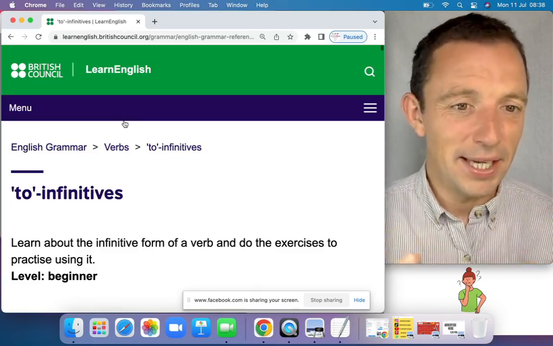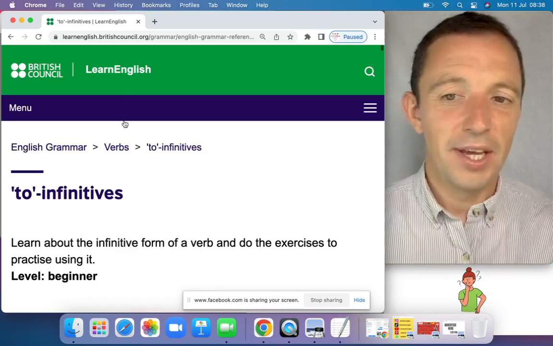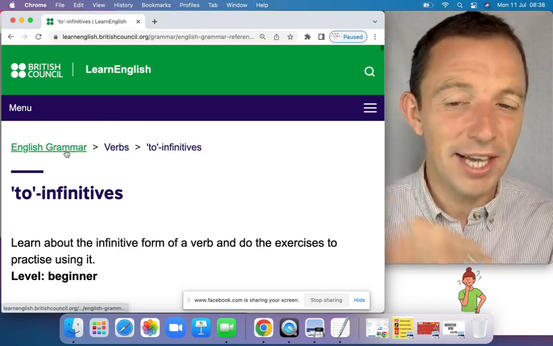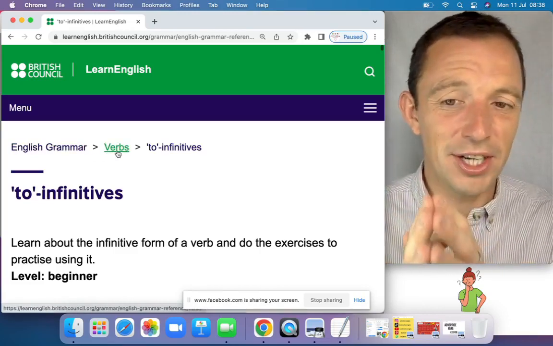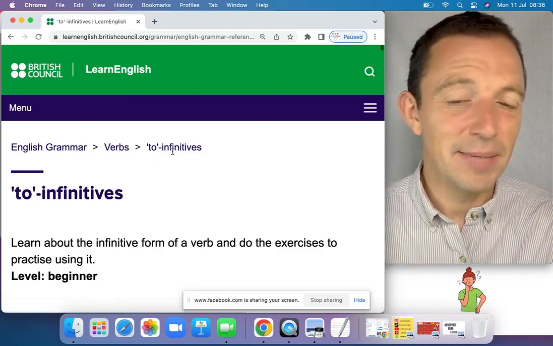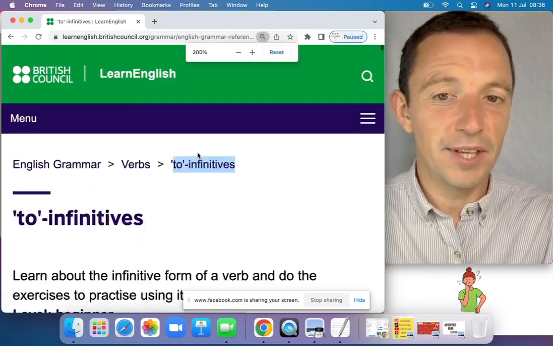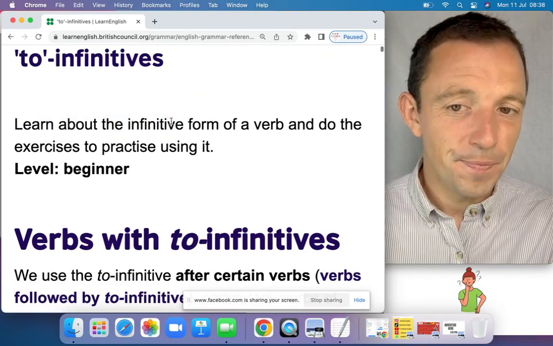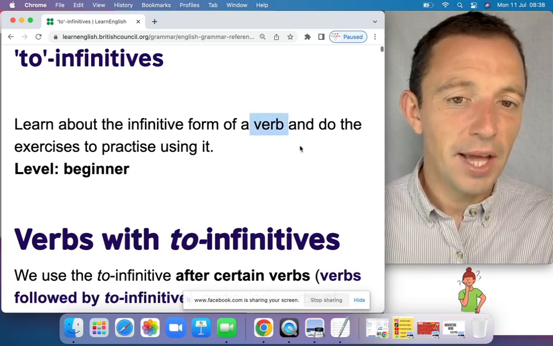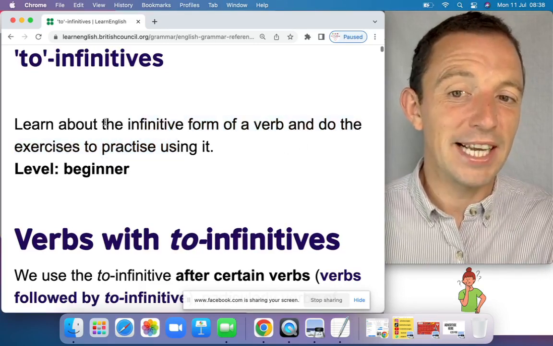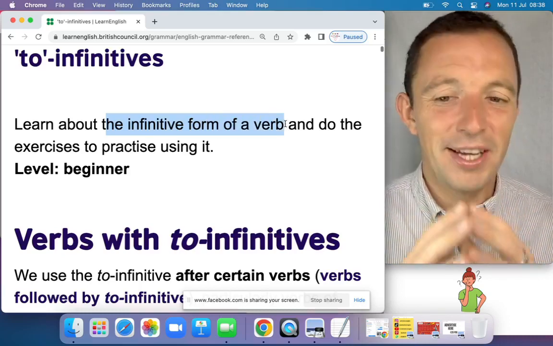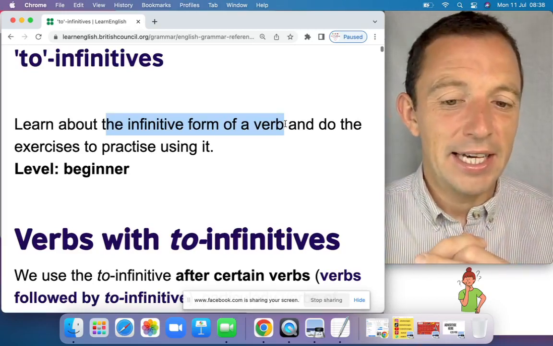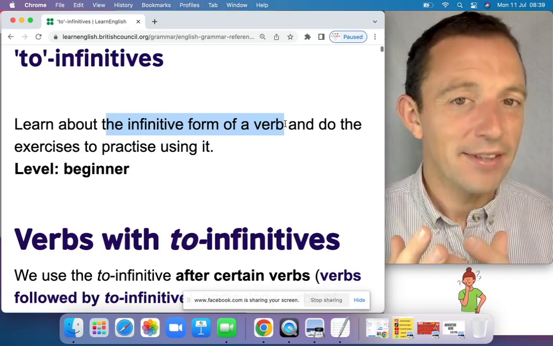And let's begin. Okay, so the British Council website and the section for Learn English, specifically the grammar section, specifically the verbs section, and then more precisely, we speak today about the two infinitives. So, learn about the infinitive form of a verb and do the exercises practicing them. So basically, it's the infinitive form of the verb: to eat, to go, to drink, to have, when we use them and when it's not correct.